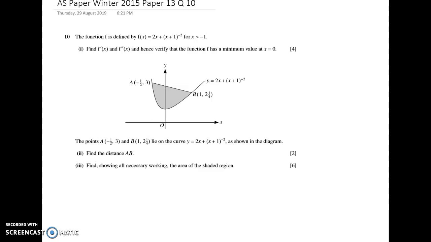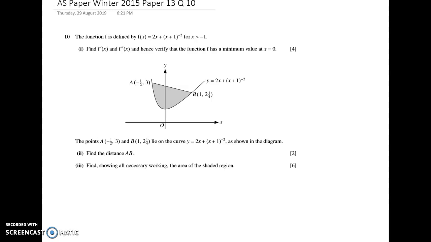Secondly, we're given 2 points on that curve. We're given their coordinates, and we have to find the distance between them. So that's going to be Pythagoras. And then we have to find the area of the shaded region. So we're going to do that by integrating. But again, 2 ways to do that. One is much smarter than the other. I want you to be comfortable with both.